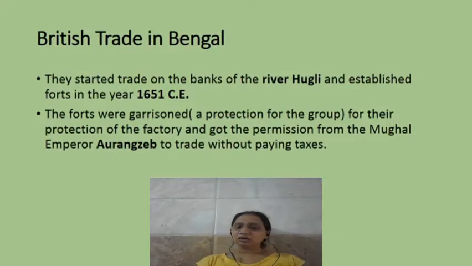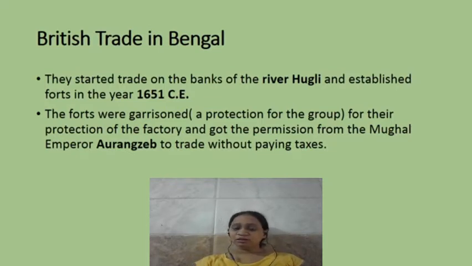British trade in Bengal: they started trade on the bank of the river Hooghly and established the fort in 1651. The fort was garrisoned, meaning a group was there for the protection of the factory, and they got permission from the Mughal Emperor Aurangzeb to trade without paying taxes. Now they started their trading on the bank of the river Hooghly, and their fort was also protected by a group called a garrison, which provided protection to their factory.